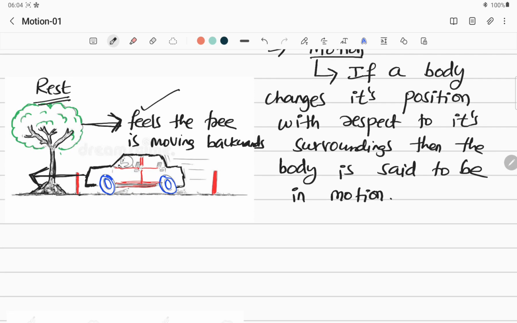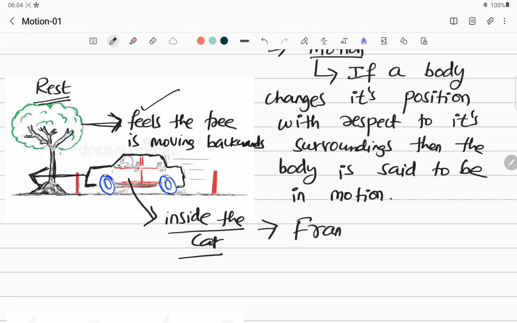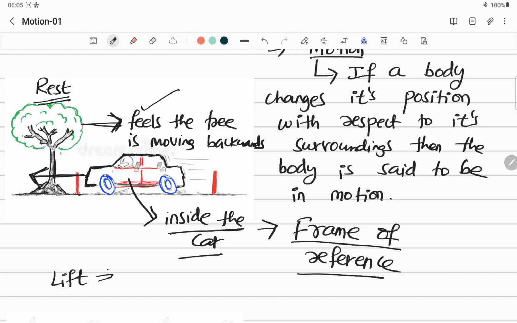So he is sitting inside the car, and sitting inside the car is known as the frame of reference. What is this? This is known as frame of reference. Now, what is this frame of reference? A frame of reference is nothing but inside the car. He is sitting inside the car, and that is known as the frame of reference. For example, you are inside the lift. Then the lift becomes your frame of reference. Are you getting my point? Wherever you are, that becomes your frame of reference.